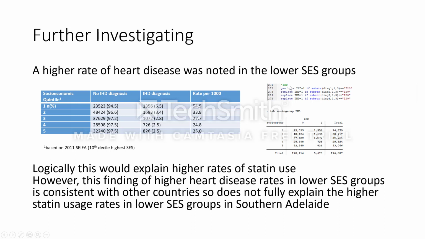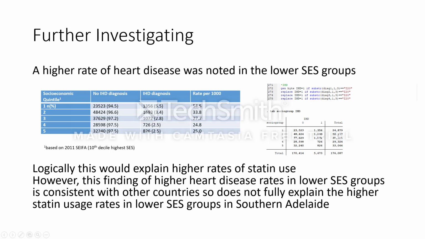And again, this is the coding I used. So remember I talked about the ICD-10 codes. Ischemic heart disease is coded as I-20, so I could count the number of ischemic heart disease patients and tabulate socio group with ischemic heart disease. And you can see clearly the rates per 1,000 is the highest in this lower socioeconomic quintile and goes down again. So the higher socioeconomic quintile has the lowest rate of ischemic heart disease.